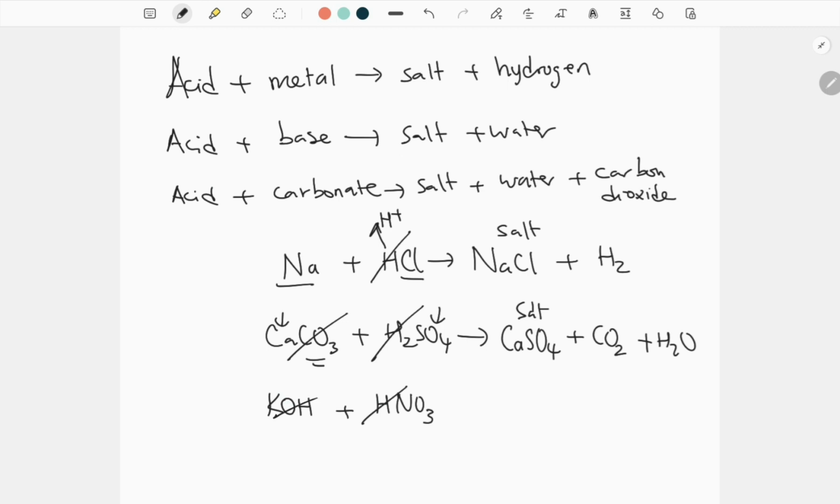Lastly, if I was given potassium hydroxide plus nitric acid, simply cross off the hydrogen from the acid, then I cross off the hydroxide in the base, which leaves behind potassium and nitrate. So the product, or the salt I should say, is the potassium nitrate as well as water, which comes from the reaction between hydrogen and hydroxide ions.